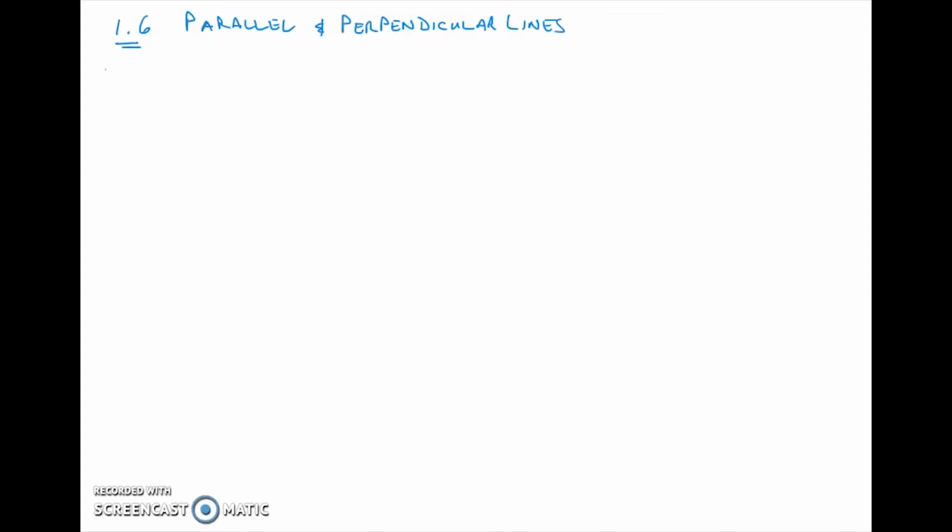So what we're going to do now is to have a look at some examples where we find the equations of lines which are either parallel or perpendicular to a certain line and passing through a particular point. Now in this first example, we need to find the equation of the straight line which passes through the point (1, 2) and is parallel to the line with the equation 2x minus y equals 4.